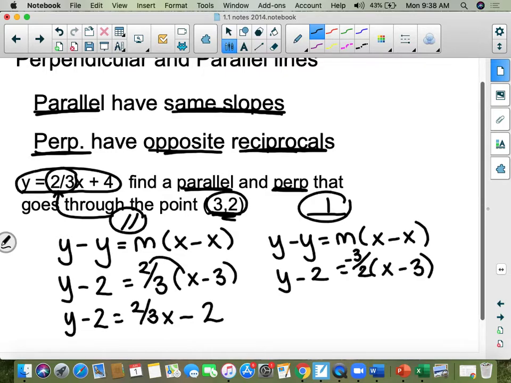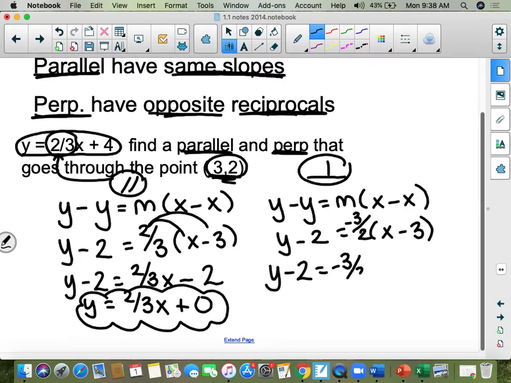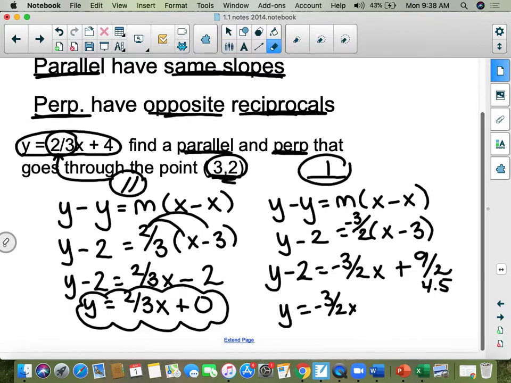2/3 of x is 2/3 x. 2/3 of a -3 is a -2. And the last thing I have to do is add 2 to both sides. y equals 2/3 x plus 0. If you don't want to put the 0, you don't have to, but it just shows you where it crosses the y-axis. And the other one is y minus 2 equals -3/2 (x plus 3), so because 2 negatives equal a positive, 9/2. If you don't like 9/2, you can change it to 4.5. y is equal to -3/2 x. If you add 2 to 4.5, it makes a positive 6.5.